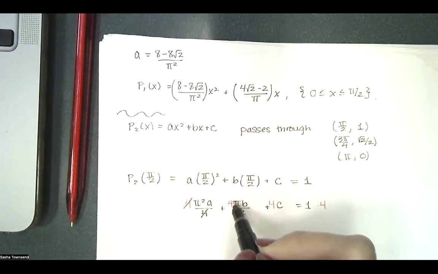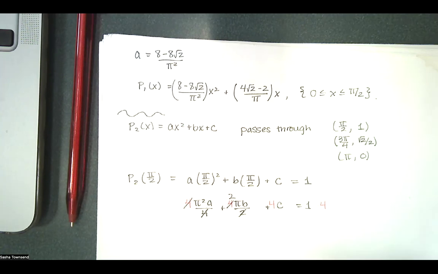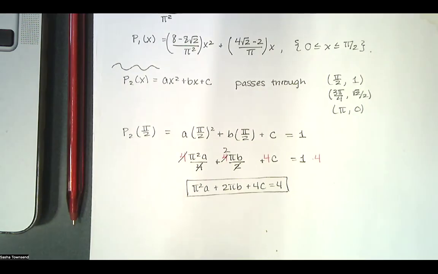And 4 divided by 4 is 1. 4 divided by 2 is 2. So we end up with pi squared a plus 2 pi b plus 4c equals 4. That's our first equation for our system of equations. That's one equation with 3 unknowns, a, b, and c.